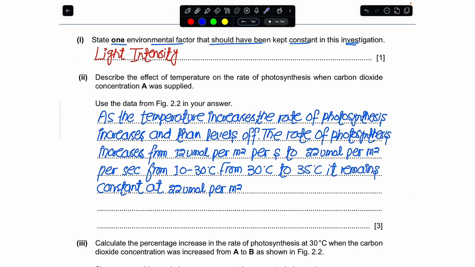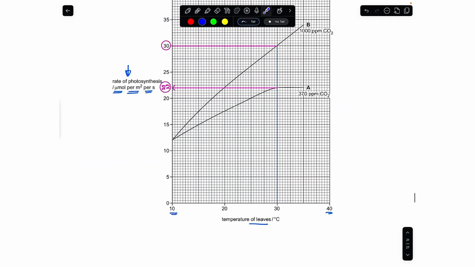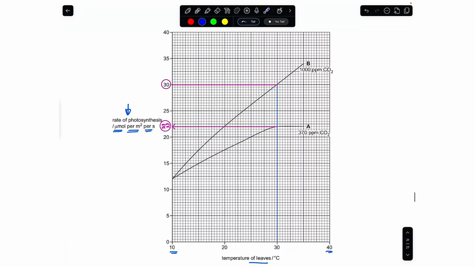Now, for the 3 marks, they want us to describe the effect of the temperature on the rate of photosynthesis when the carbon dioxide concentration A was applied. So the first point would be the basic point. What you have to say in terms of description for A is that as the temperature increases, the rate of the photosynthesis increases. But at 30 degrees centigrade, the rate of the photosynthesis reaches a maximum value of 22 micromole per meter square per second.